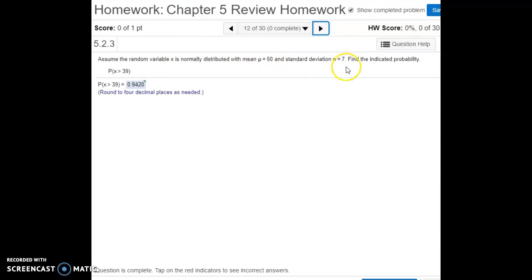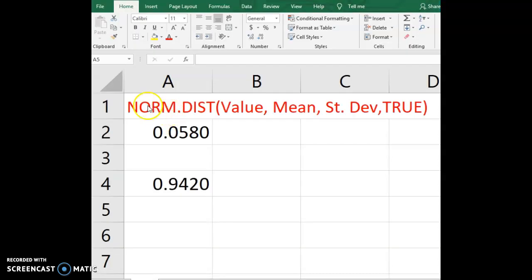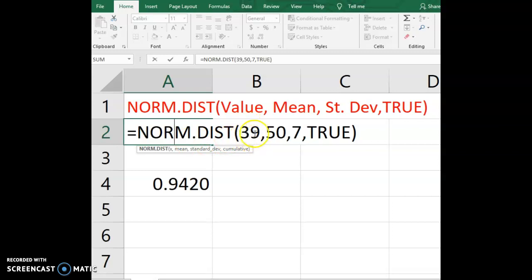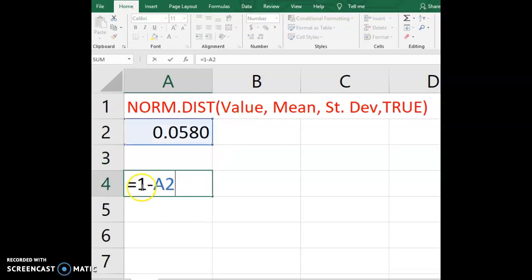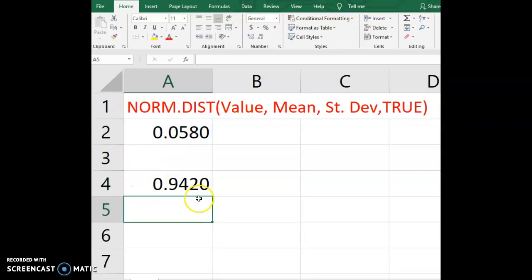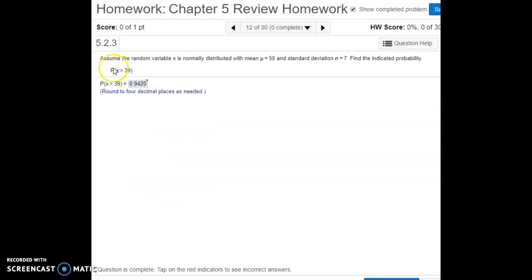For number 12, we have a normal distribution. We're told the mean and the standard deviation. We're finding the probability of being at a specific value or further to the right, being greater than a specific value. So I'm going to use the formula NORM.DIST in Excel here, and you have to enter in the value, the mean, the standard deviation, and true, and that gives you the probability of being at the value or further to the left. So if you want the probability of being to the right, you would do 1 minus the chances of being to the left, and that's the probability of being at a certain value or greater than that, further to the right.